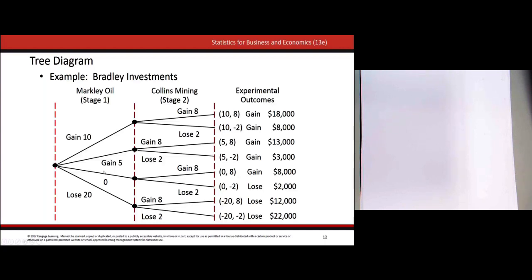Or 0, 8. What does this mean? Even though you're not gaining or losing anything from Mark Lloyd, you are gaining 8 from Collins. If this happens, then you are gaining $8,000 from the investment. 0, negative 2: you are not gaining anything from Mark Lloyd, but you are losing 2 from Collins. And then from the investment, you're losing $2,000. Or lose 20, gain 8.